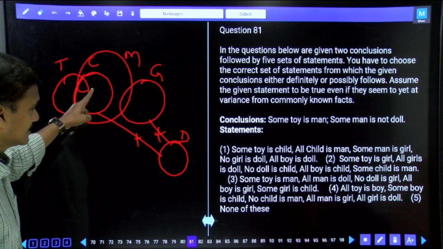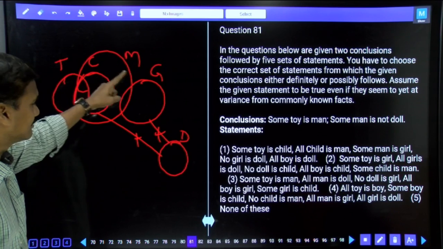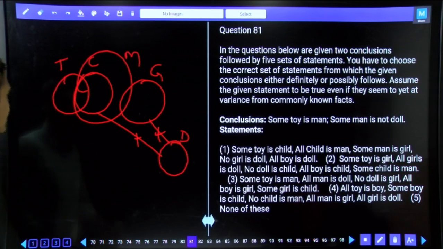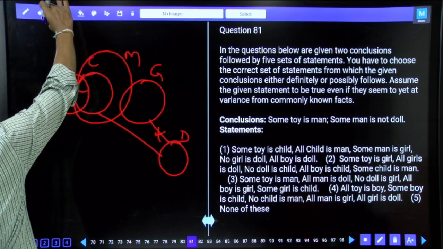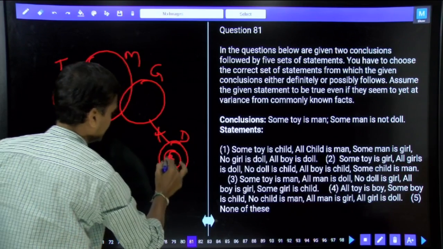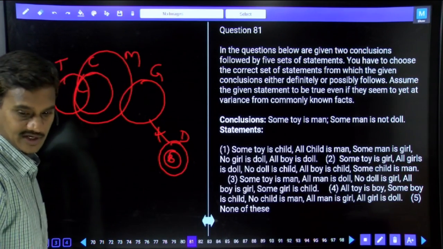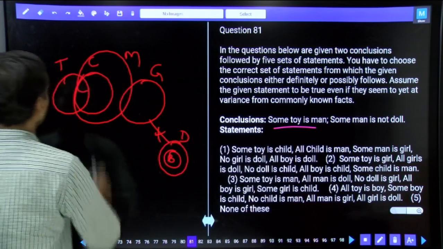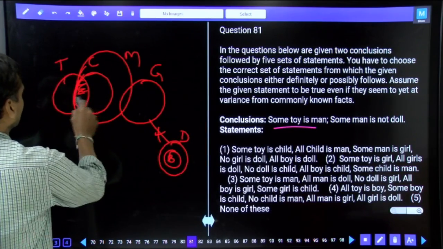Some toy is child and all child is man. Some man is girl and no girl is doll, and all boy is doll. This is the basic diagram. Then with the help of this one, first conclusion: some toy is man, true or false? Toy is here, man is here, that is definitely true.